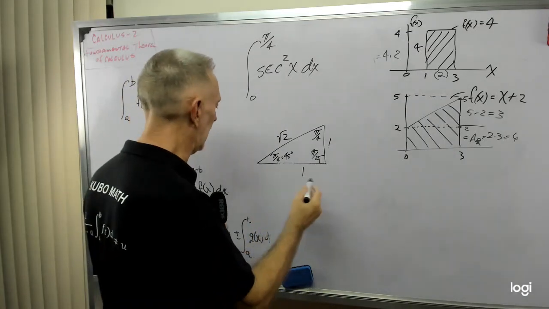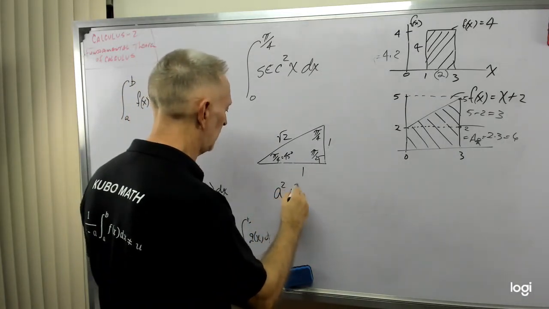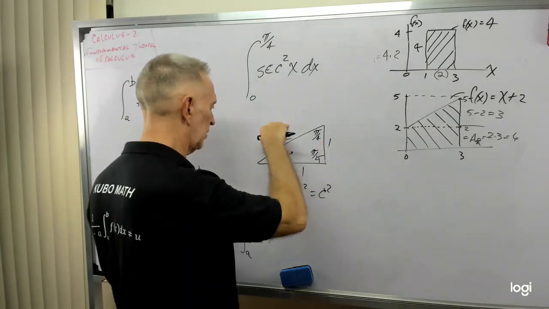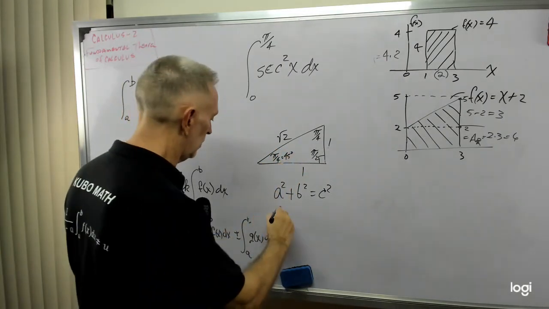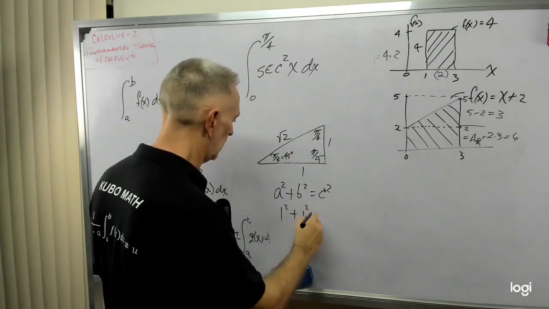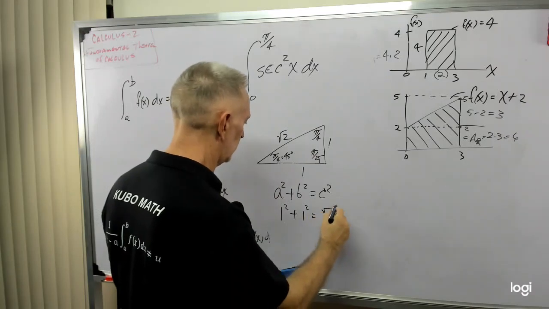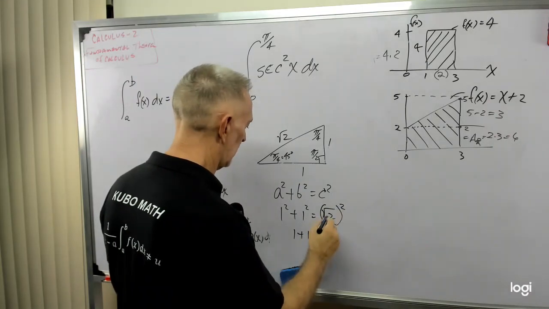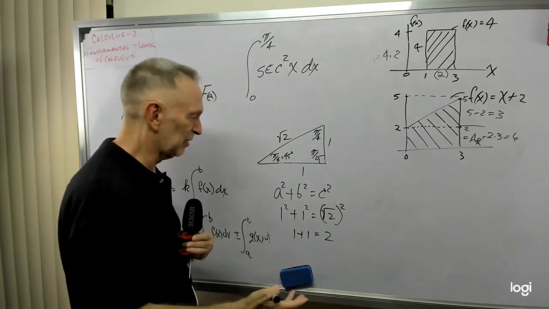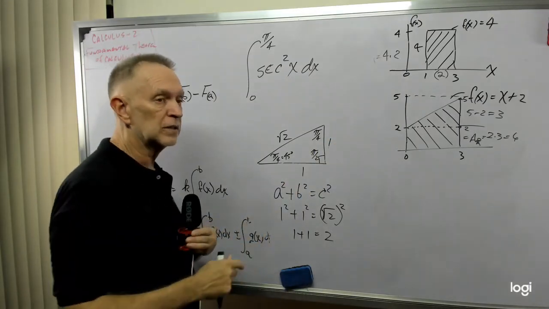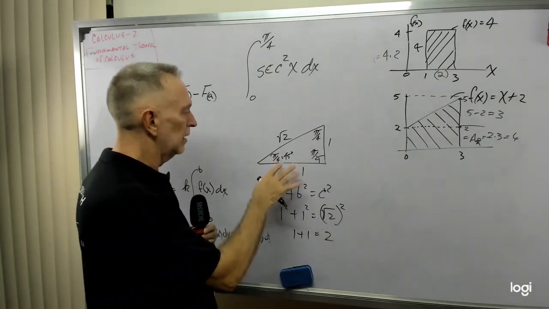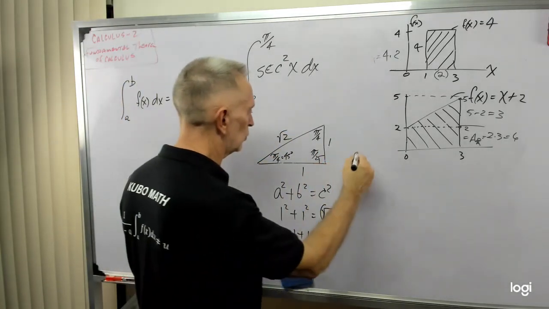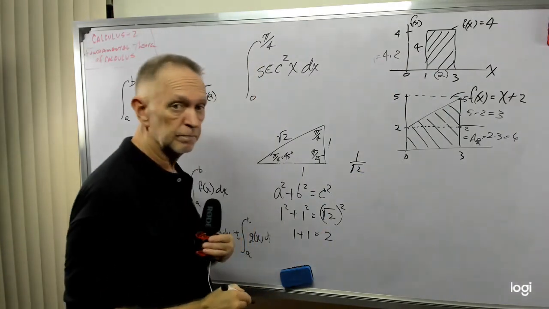And you think, well, how is that? Well, you have a squared plus b squared equals c squared. Remember? Side squared plus side squared equals the hypotenuse squared. Well, 1 squared plus 1 squared equals square root of 2 squared. Well, this is 1 plus 1 equals 2. So we would know that if somebody said, what's the sine of 45 degrees? Well, sine is opposite over hypotenuse. We would know that's 1 over square root of 2.